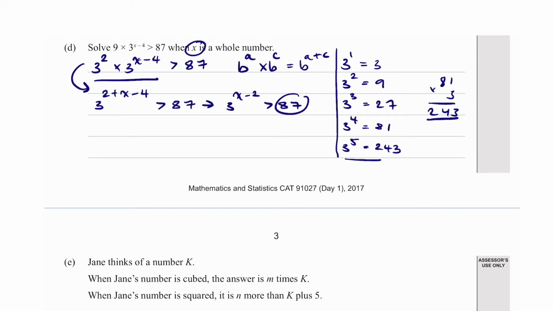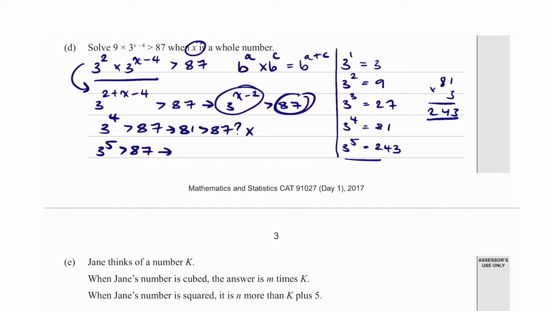So what this tells us is that because we've got 87 here, this value here can't be 3 to the power of 4. If we did 3 to the power of 4 is greater than 87, well, we know 3 to the power of 4 is 81. So is 81 greater than 87? It's not, right? What about 3 to the power of 5? Is 3 to the power of 5 greater than 87? 243 is greater than 87. So yes, it is. So we know that this value of 87, the exact power, sits in between 3 to the power of 4 and 3 to the power of 5. But it's some decimal, so it does not satisfy the condition of x being a whole number.